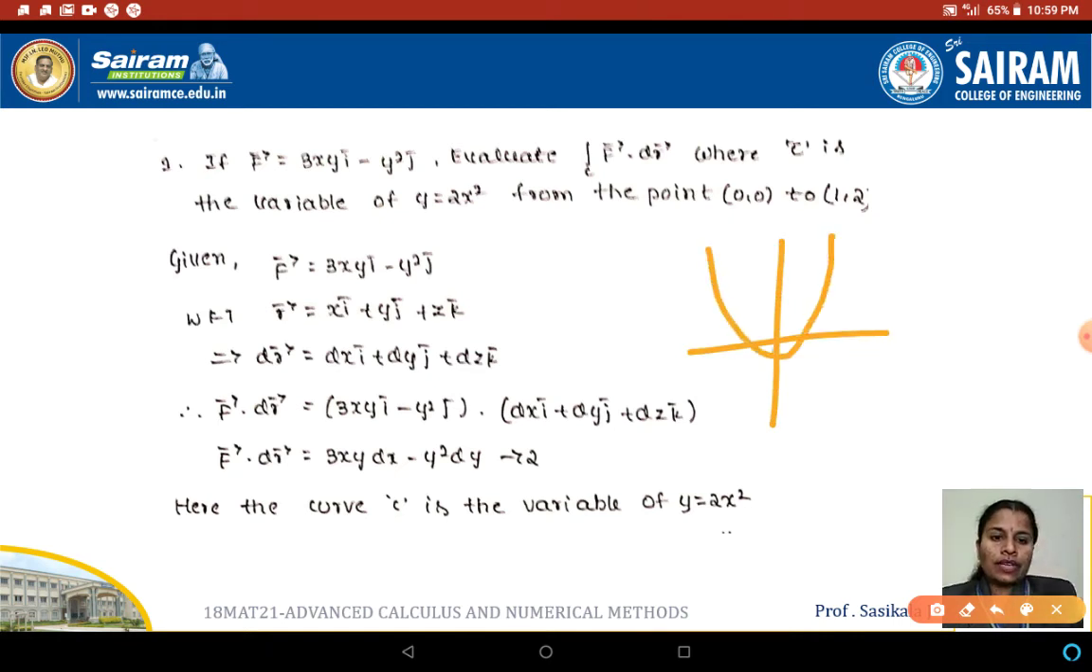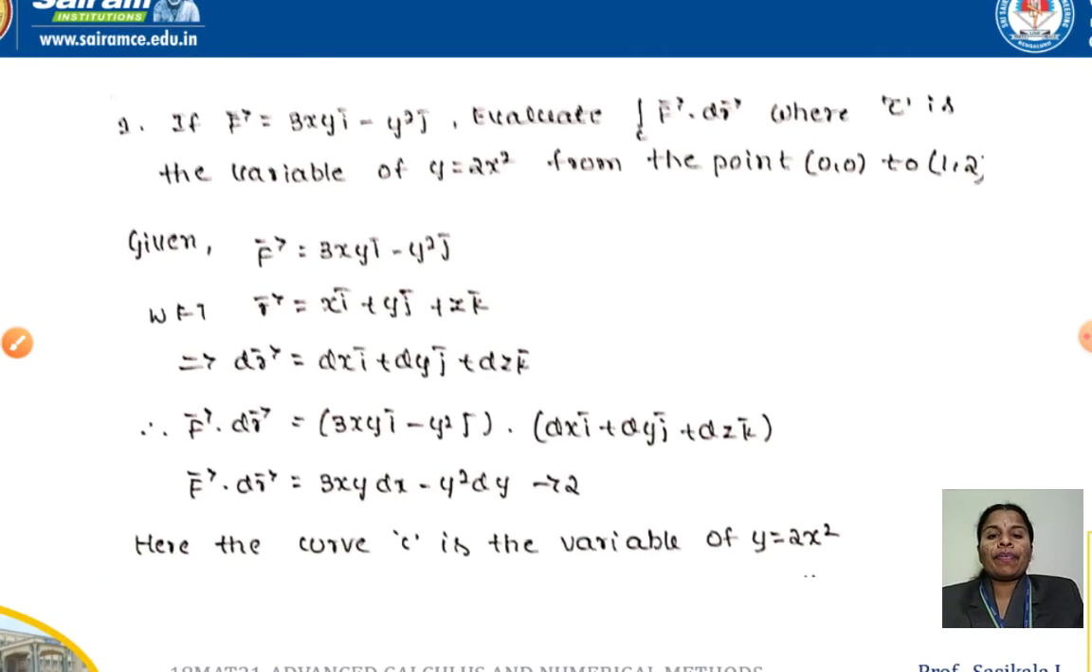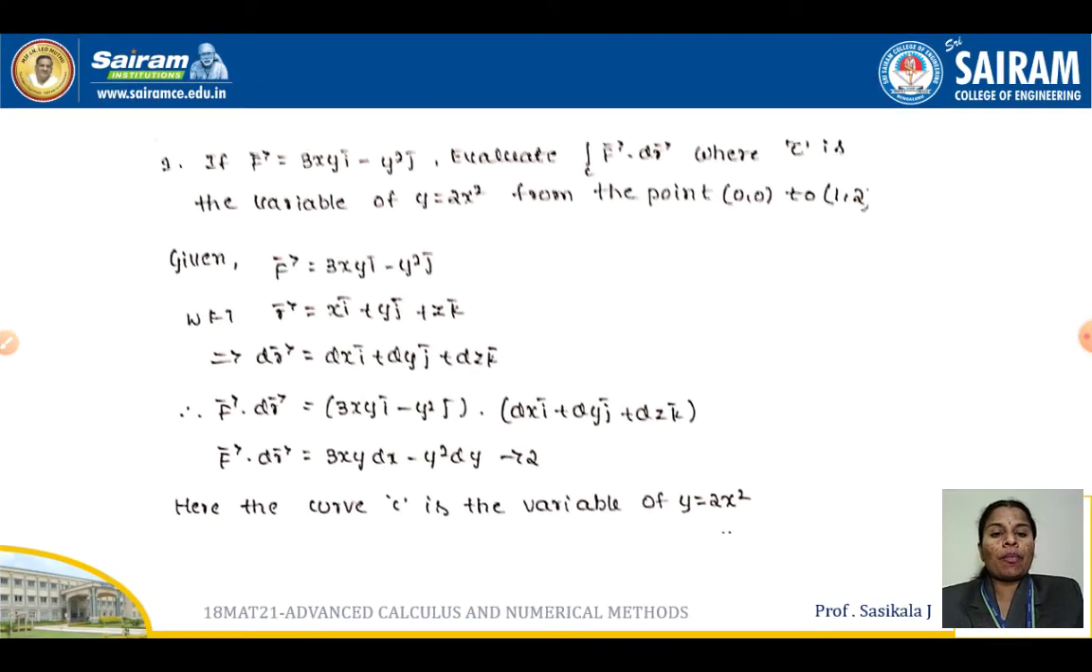So the parabola will look like this. It is y equal to x square, and the points have been given as (0, 0) to (1, 2). Go for the solution. Write your F vector and r vector. Using the r vector, we can find dr vector, which is dx i vector plus dy j vector plus dz k vector. Since it is required in the line integral, first I am calculating F vector dot dr vector. Calculating the dot product, I get 3xy dx minus y squared dy.